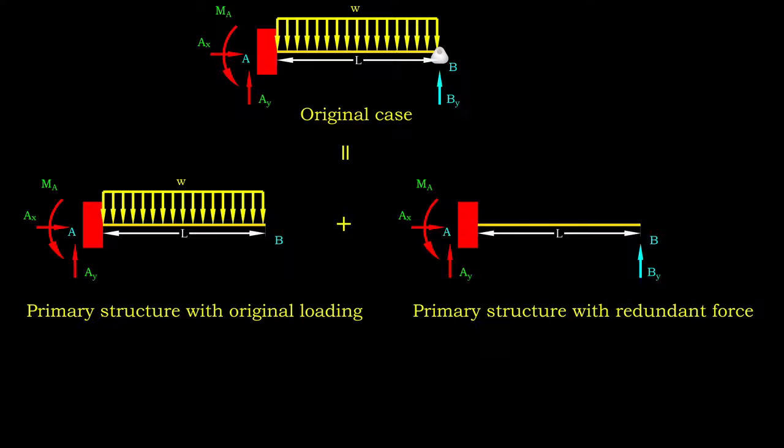By making a reaction force redundant, we establish two analysis cases. The cases revolve around a primary structure, which resembles the structure after removing the redundant reaction. The first case applies original loading on the primary structure. The second case applies redundant reaction as an external load.